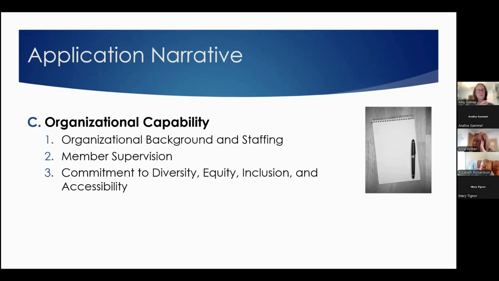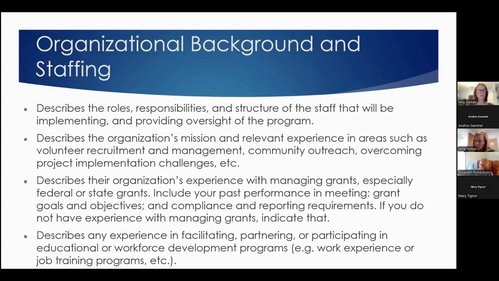The next section, we've talked about executive summary, we've talked about program design. You also have organizational capability. Organizational capability has three subsections in it. Same thing here. For every bullet you see, you should write a paragraph about. So the first section you'll see here is about background and staffing of your organization. They're really wanting you to talk about it from your organizational perspective. So the first thing they want you to talk about is the roles, responsibilities, and structure of the staff that will be implementing and providing oversight to the program.